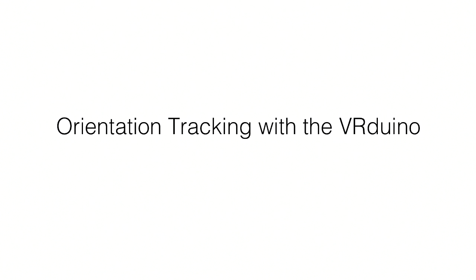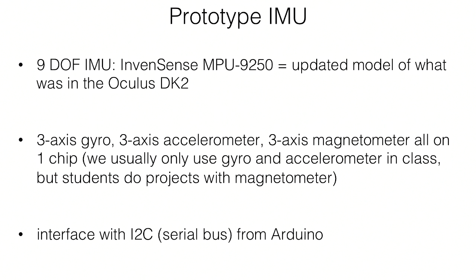So now we implement the orientation tracking with the VArduino, and I'll show you what IMU we're using in the VArduino. We have a 9-degree of freedom IMU, the InvenSense MPU-9250. So that's an updated model of what was in the Oculus DK2. Well, it's mostly updated because it uses the magnetometer, which we don't end up using all that much. But the magnetometer is still interesting for doing metal-based interaction. You want to add a button like the original Google Cardboard, things like that. So it can be useful.